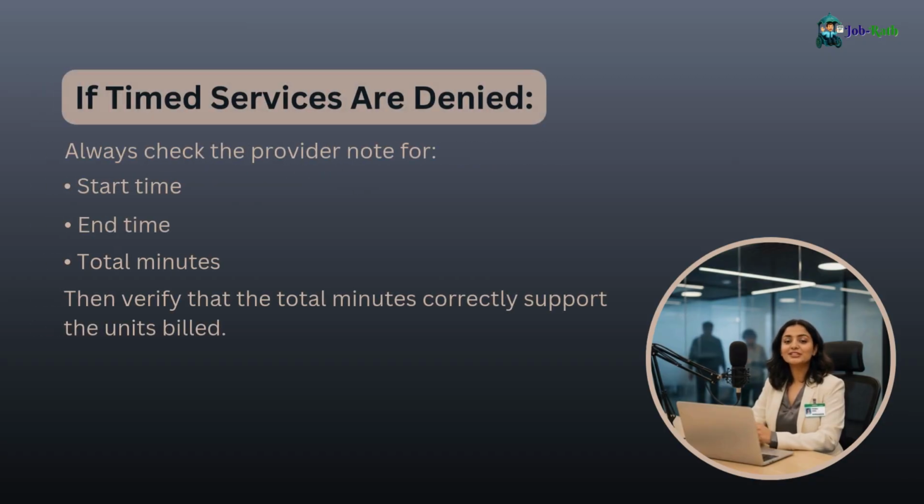If timed services are denied, it is because your billed units do not match the documented time, and the payer stops the claim. So, always check the provider note for start time, end time, total minutes. Then verify that the total minutes correctly support the units billed. If time and units match, correct the documentation if needed and then rebill the claim.